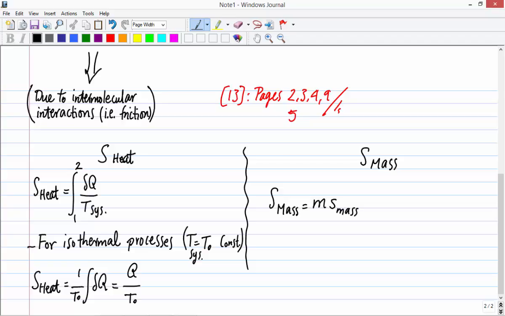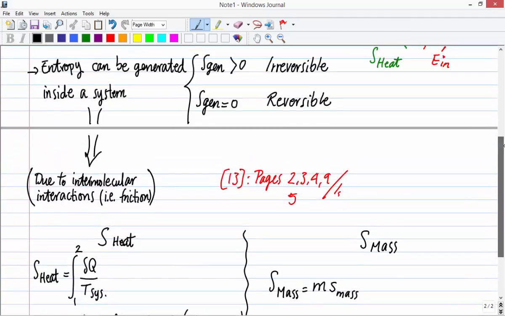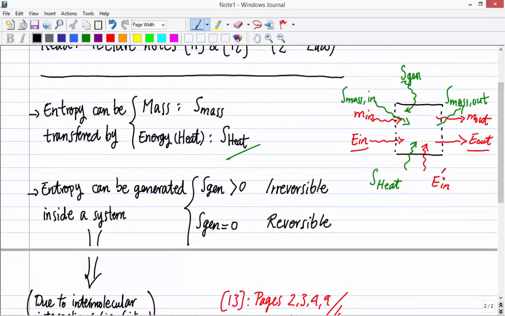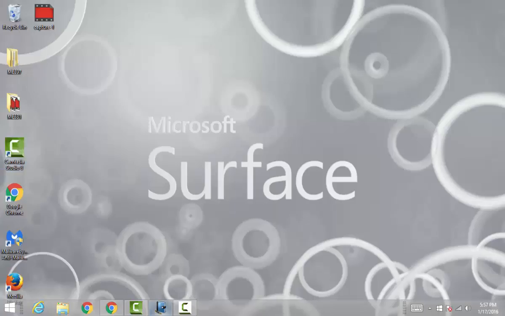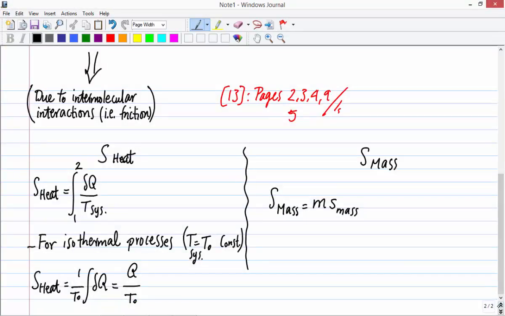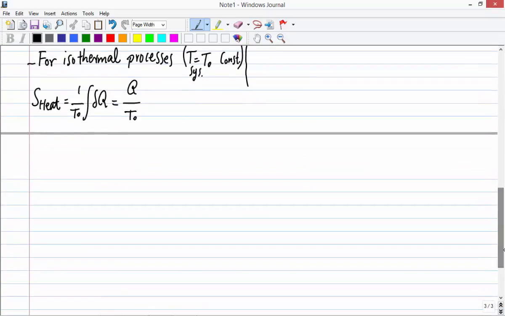So now we know that we can change the entropy in different ways. We can add mass, or we can withdraw mass, or heat goes into the system or leaves the system, and some amount of entropy will always be generated, unless it's reversible, and that would be 0. So now I can write the entropy balance.